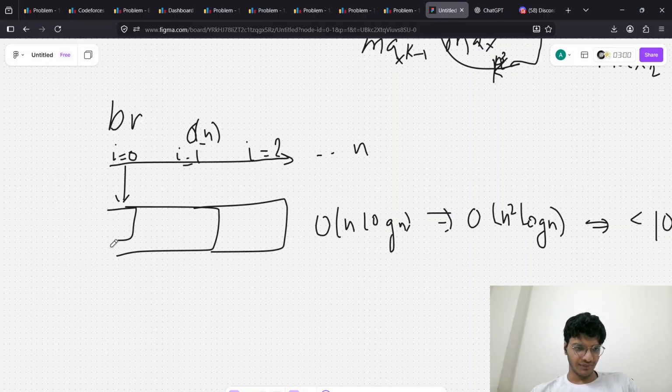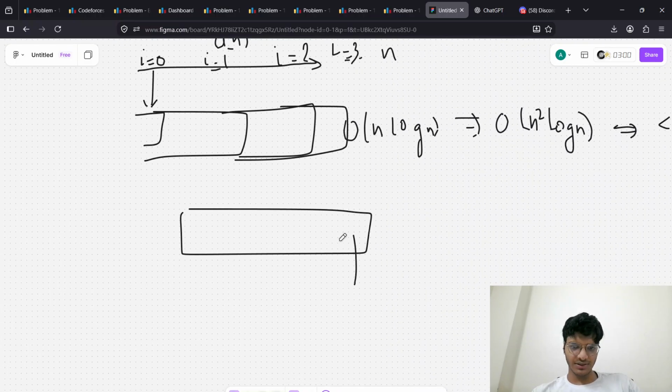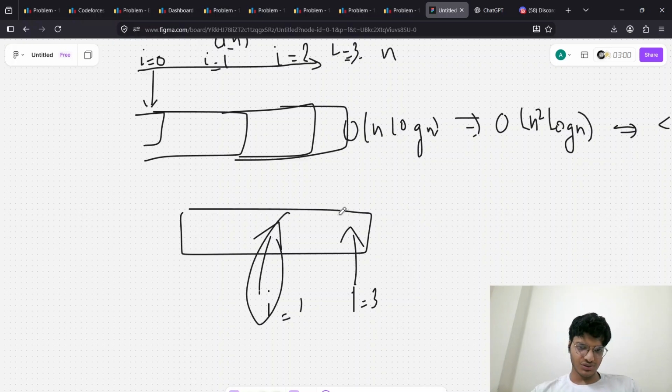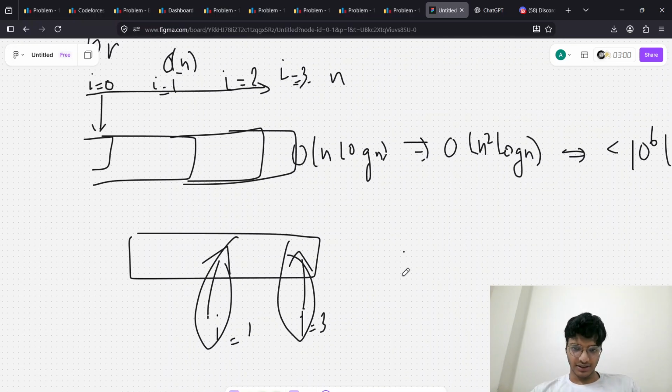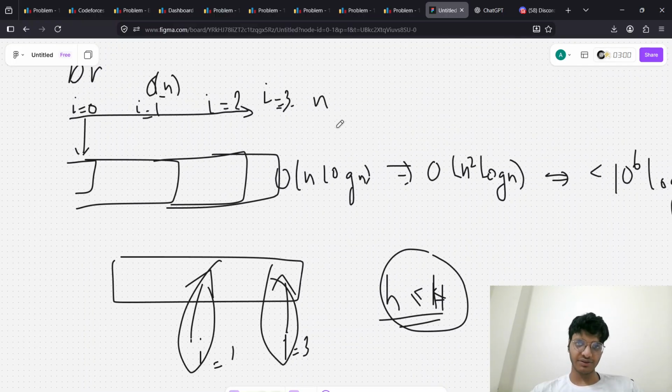So let us suppose at i equal to 3, we have sorted things, and then what we do is move from the maximum one, that is choose this one, i equal to 3, then i equal to 1, and we will choose these two heights and check them. Like the height that we have chosen, is the total height less than or equal to k or not?